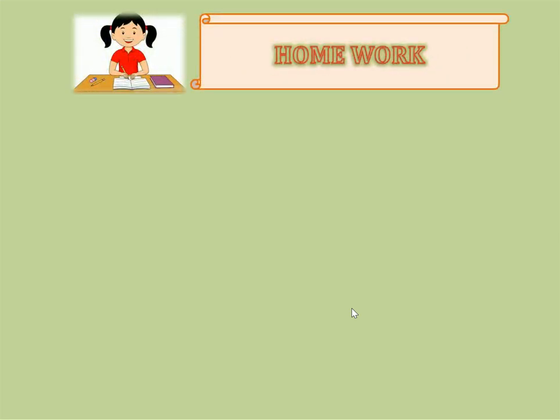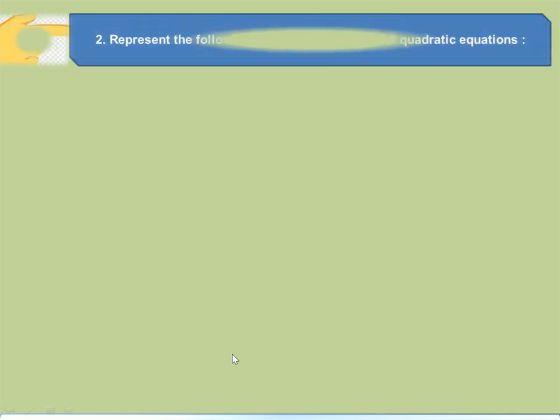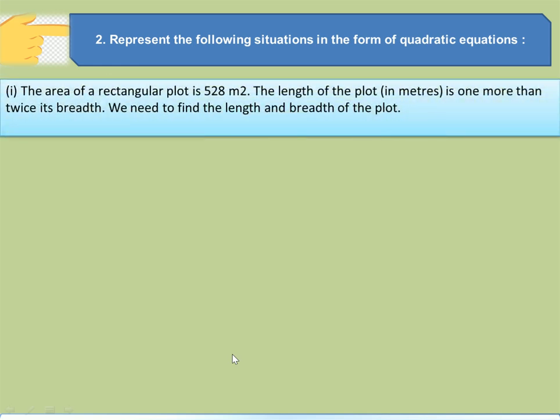Now just see your homework, take it down, because we did the same problems in the previous problem. In the 8th problem, see here, x minus 2 whole cube is there, so you must apply the a minus b whole cube formula. Okay, now represent the following situations in the form of a quadratic equation. You have to write in the form of a quadratic equation what is given in the problem. These are verbal problems, very important problems.